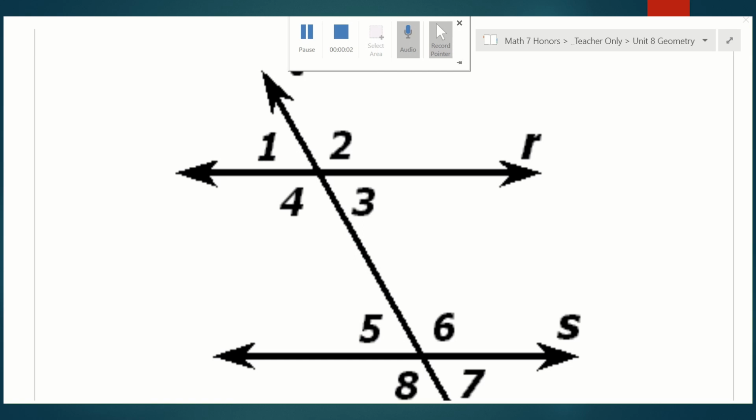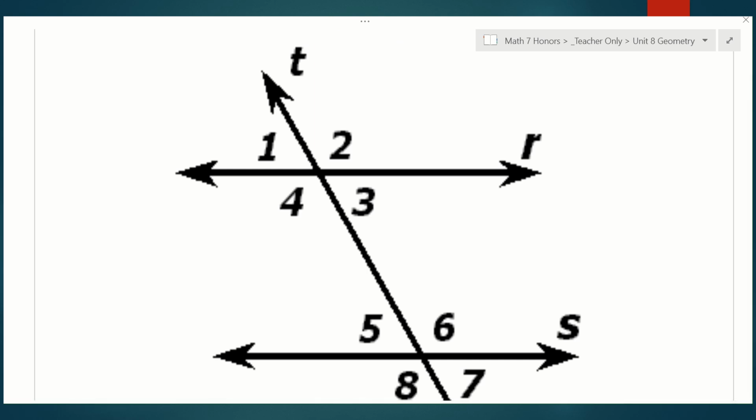Hello everyone. Today we're going to talk about something called parallel lines cut by a transversal. This is a special kind of diagram where there are all different relationships between the angles. The first thing I want to talk to you about is what exactly makes up this diagram.